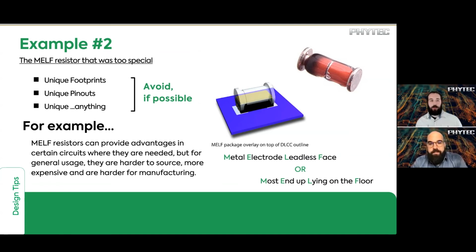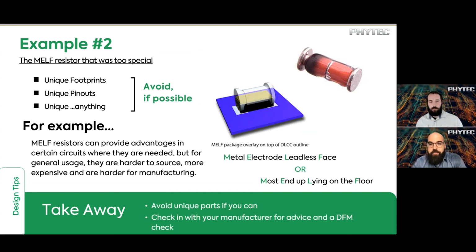Sometimes you need to use a part with unique attributes because you have specific requirements. But in general, if possible, you should avoid anything that has a unique footprint, a unique pinout, a unique attribute, or really anything unique about it, because that typically just makes it harder to source, more expensive, and harder to manufacture. So again, as takeaway, avoid anything unique and also check with your manufacturer for advice and design for manufacturing if the part you are selecting right now or designing into your new schematic does work in the field.